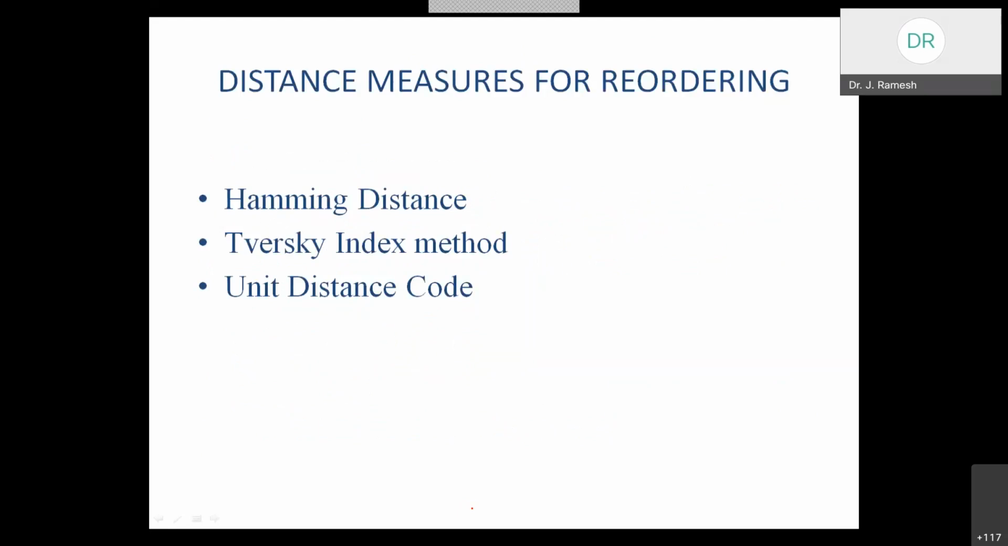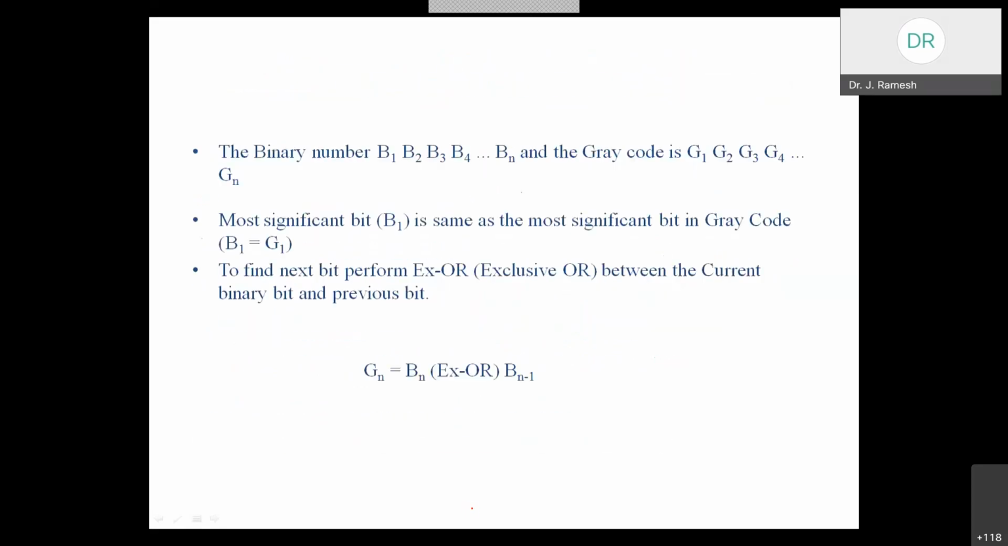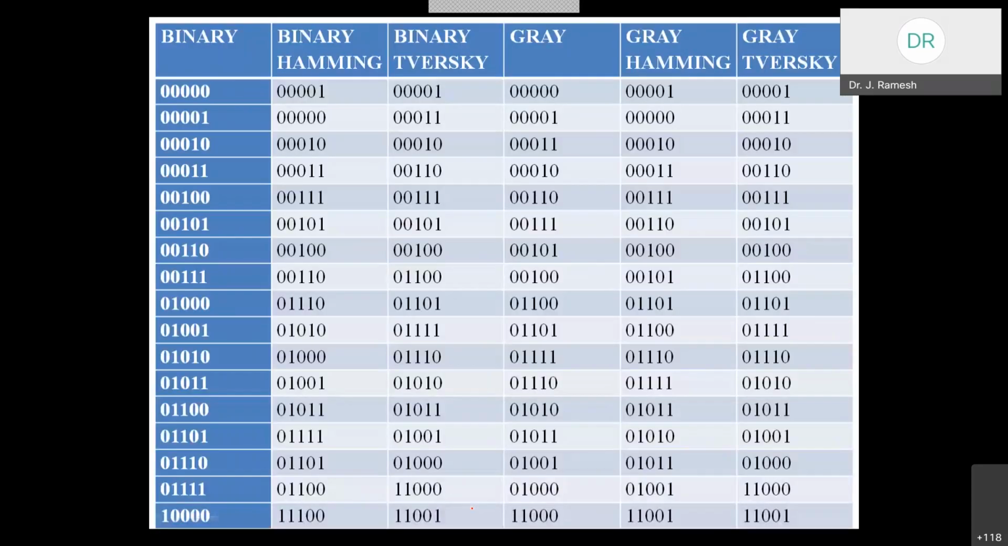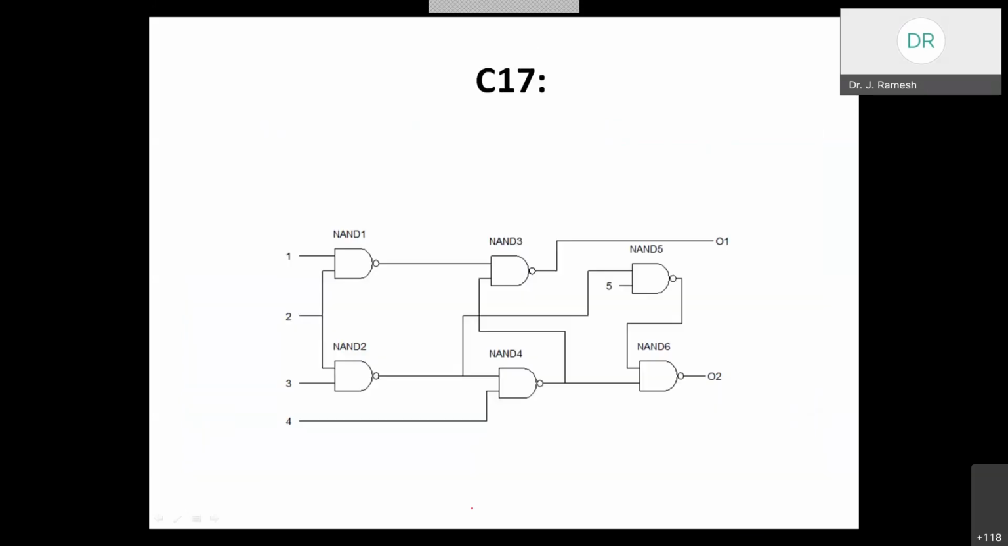We have n number of distance measures, and each one has its own properties and features. Here, what we have selected are Hamming distance, Minkowski index, and unit distance code. Using these three distance measures, we try to reorder the test vectors that we have generated. After reordering the inputs, we applied them to the circuit for testing.